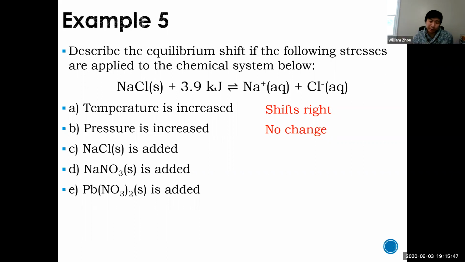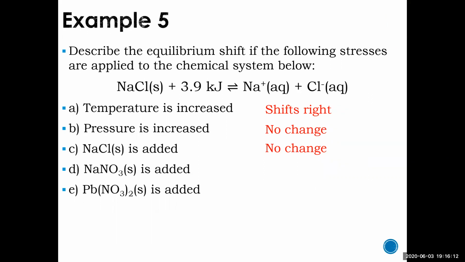That's a trick question. Okay, C, adding more sodium chloride. No change. Damn, you're on fire. No change. That's the trick. A lot of people answer that it will shift to the right because you're increasing the reactant, right? No, why not? Because it's a solid. I'll give you 2,000 dong.